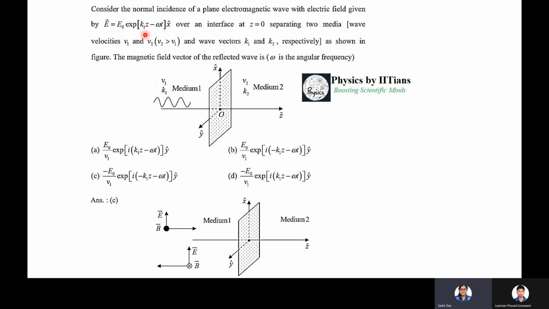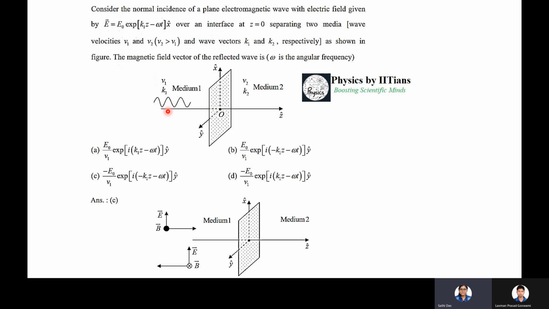First of all, don't worry, this is a very easy question. The electric field direction is given as x cap. So E equals E naught exponential of (k1 z minus omega t) x cap. Now the traveling direction is along z, because k, the wave vector, is along the z direction, that is k1 z.